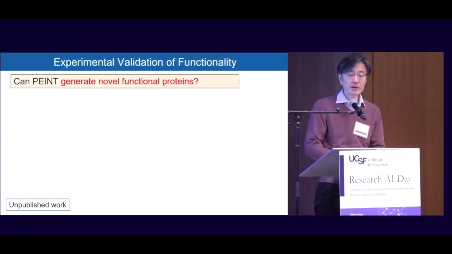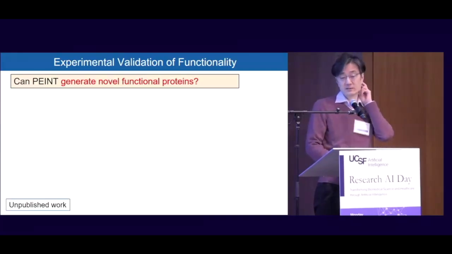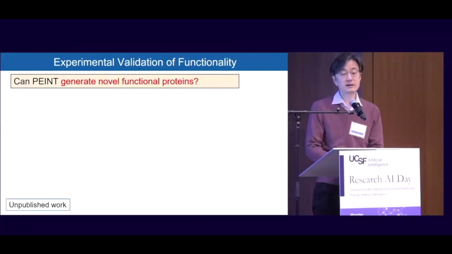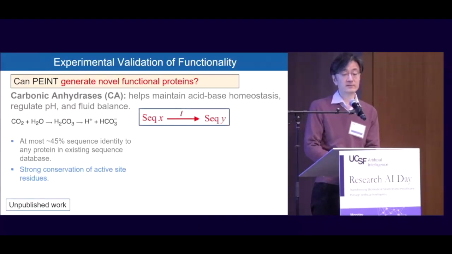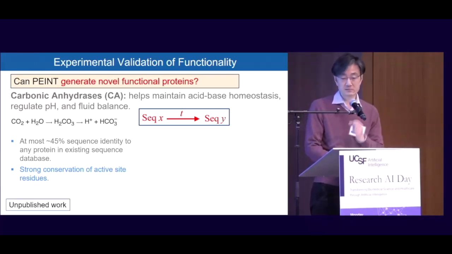So I'm not going to show you in this talk the benchmarking results that we have done, but I want to take one application that we have undertaken, which is experimental validation, synthesizing a de novo enzyme. So can our model actually generate novel functional proteins? To answer this question, we looked at an enzyme called carbonic anhydrase, which is really important for carbon dioxide fixation. So it's really important for climate control.